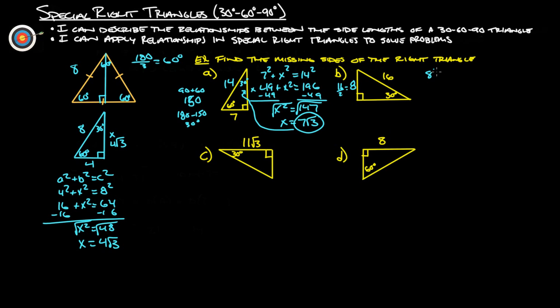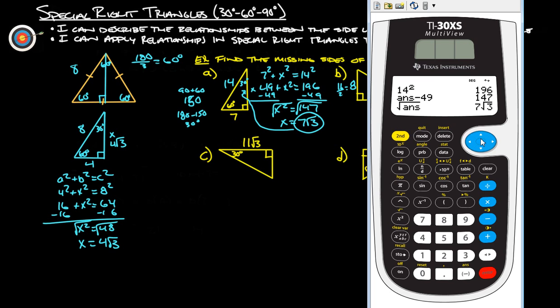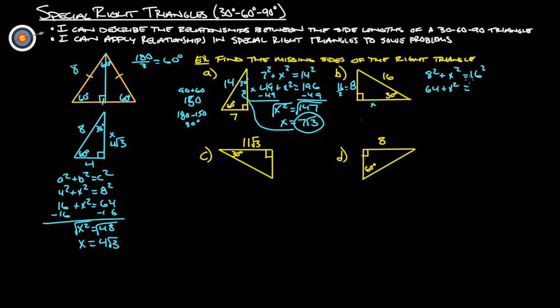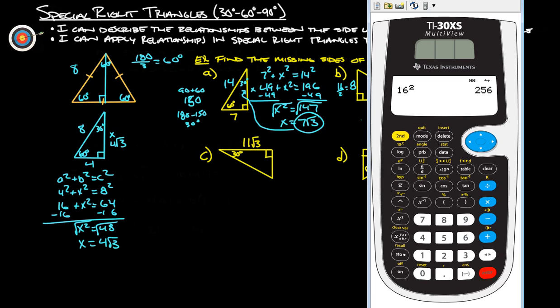So now we can do 8 squared plus, call that x, x squared equals 16 squared. So we got 64 plus x squared equals, let's see, 16 squared gives us 256, right? So we're going to subtract 64 from both sides, and we get that x squared, I'll take that, subtract 64, and we get 192.